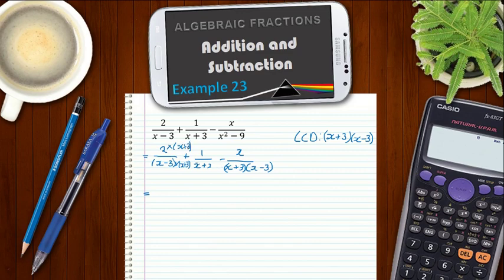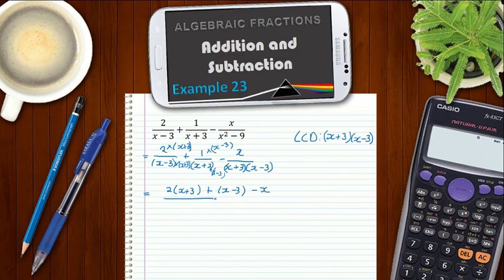Then for the next term we have an x plus 3, so we need an x minus 3. So we're going to multiply top and bottom with x minus 3. And then finally the last term already contains the lowest common denominator, so we don't have to multiply it with anything. Now let's write out what we have in the numerators. We have 2 multiplied by x plus 3, then plus 1 times x minus 3, and then minus x.